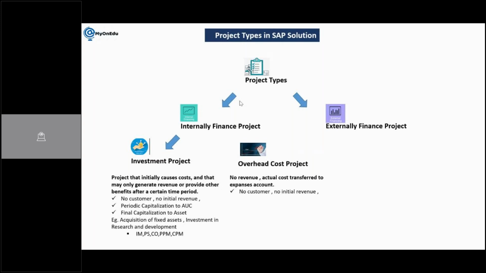So no customer, no initial revenue, for this type of project. Capitalization to cost center, like an R&D project. We can implement this type of project in PS, CO, PPM, CPM. If you are extending this solution to EAM side, then EAM can also be used, like plant maintenance, WCM.